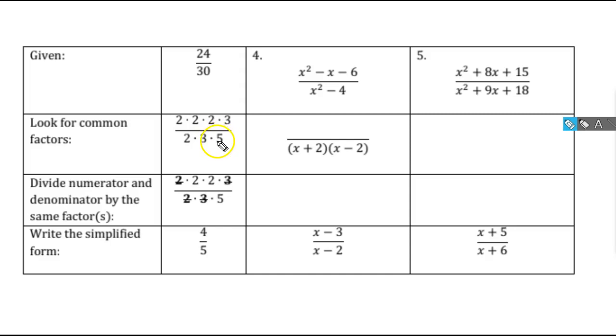In order to reduce the fraction, you have to look for common factors, a factor that is on the top and on the bottom. So then you can divide those away. Whatever remains is the reduced fraction. It is no different with rational functions.